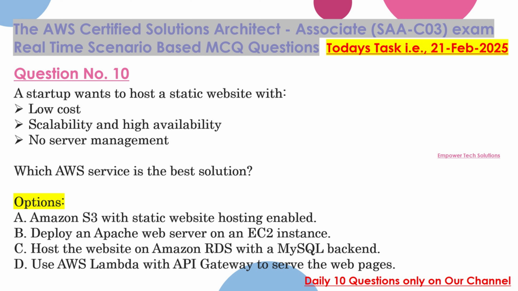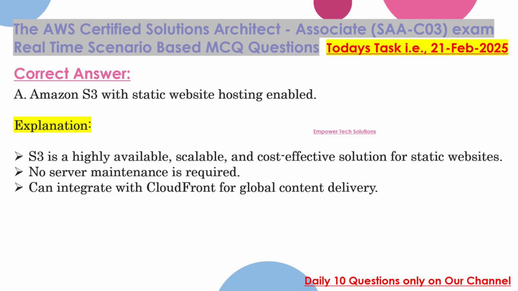B. Deploy an Apache web server on an EC2 instance. C. Host the website on Amazon RDS with a MySQL backend. D. Use AWS Lambda with API Gateway to serve the web pages. Correct answer: A. Amazon S3 with static website hosting enabled.